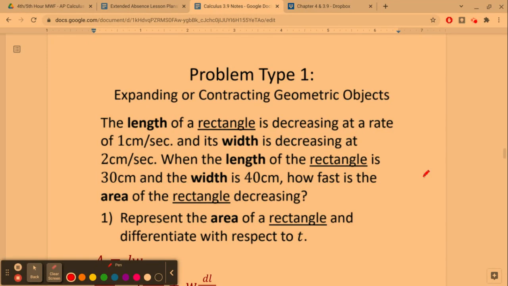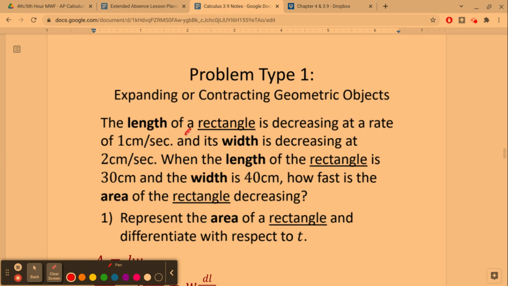Welcome back, everyone, to the second lesson of the week. This is a continuation of section 3.9. So we have more problems to do in problem type 1. This is expanding or contracting geometric objects, as you can see. So this is a continuation of the problem type that we were doing before, just with a little bit more fun, you know. All right.